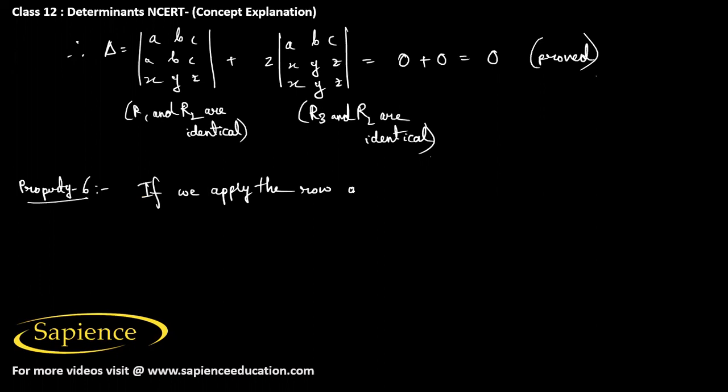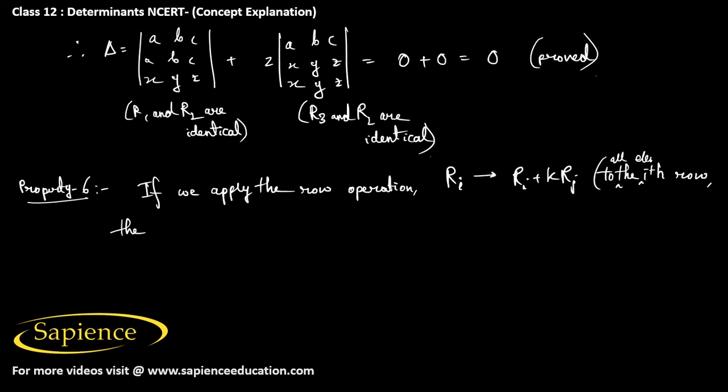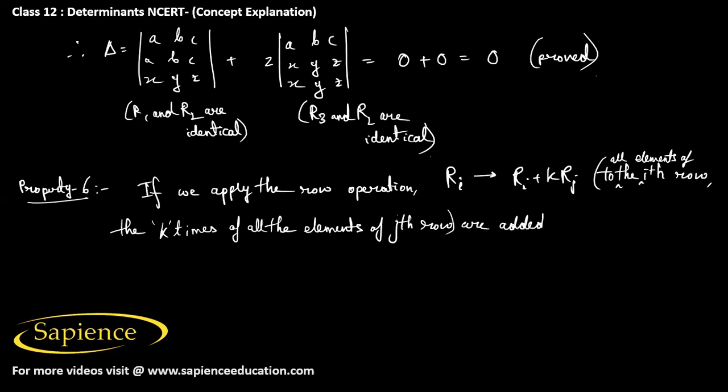So suppose we apply the row operation Ri goes to Ri plus k Rj. It means that to all the elements of the ith row, k times all the elements of the jth row are added.